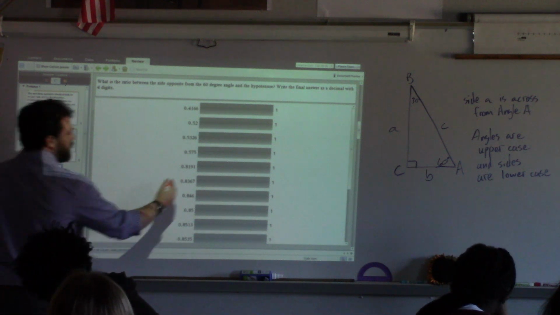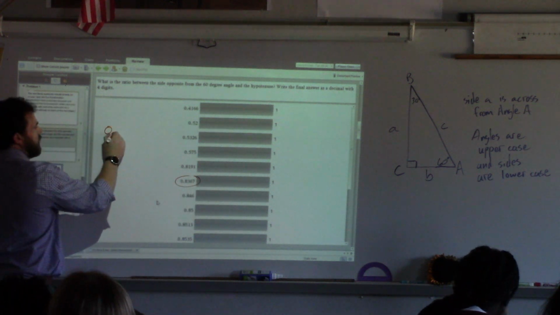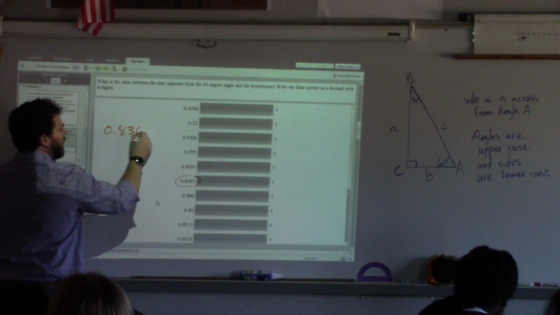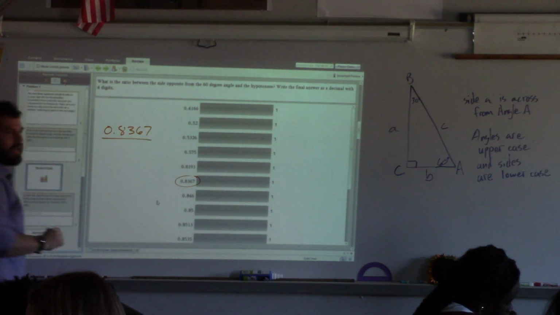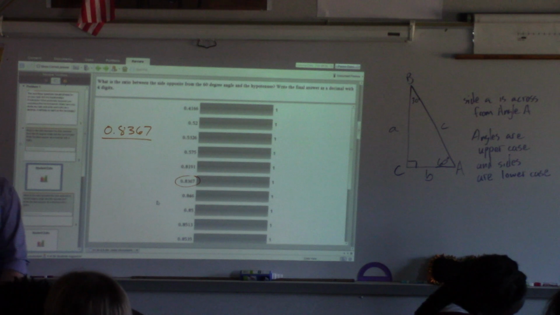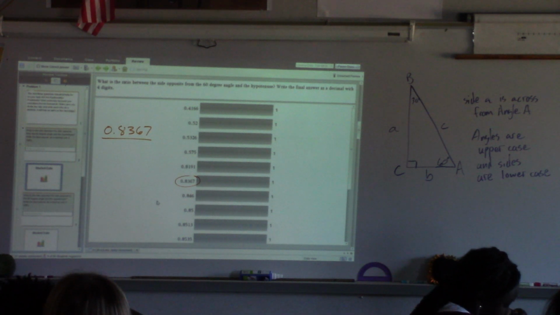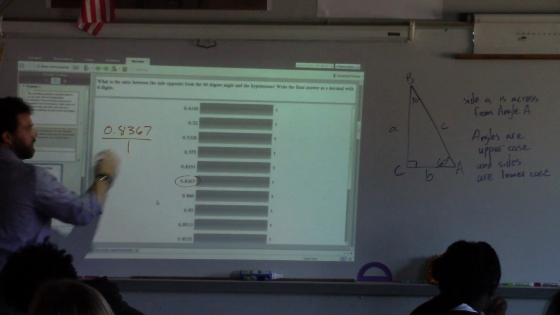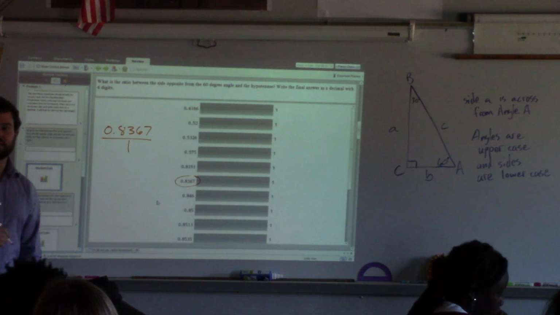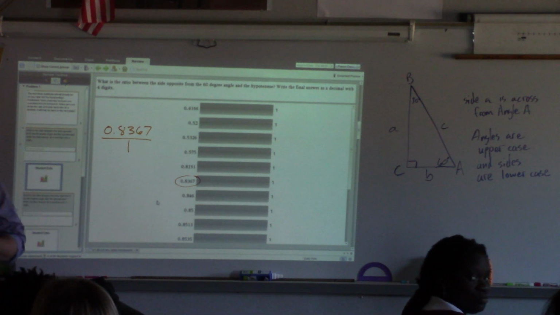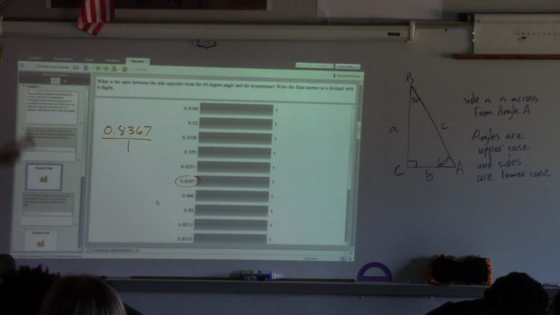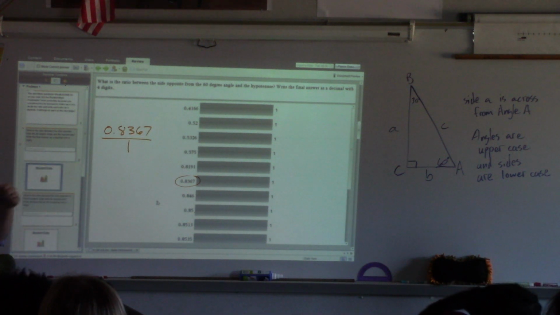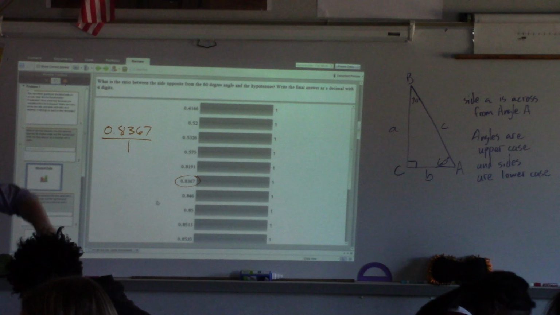I will also point this out. I'm going to just take this number for example, 0.8367. What could I put in the denominator to make it a ratio but keep it the same number? 1. 0.8367 to 1. That is still a ratio even though it's written as a decimal. And didn't each of these decimals come from a ratio of the side opposite to the hypotenuse?